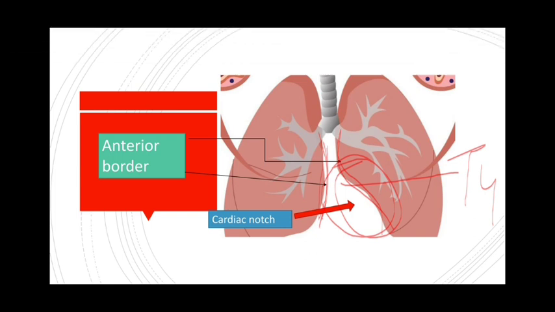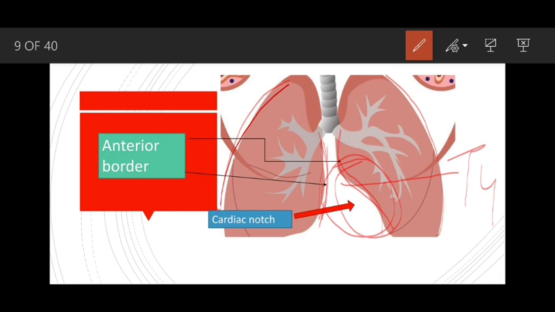And now we will see the posterior border. It is thick and ill-defined. It corresponds to the medial margin of the head of the ribs, right? Medial margin of the head of the ribs, and it extends from the level of the 7th cervical vertebral plane, C7 to T10. Right?